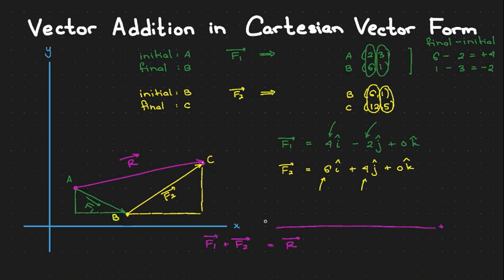Well, how do I find the Cartesian vector form of the resultant vector? I add the i's up, which is equal to 10i hat, and I add the j's plus 2j hat, and I add the k's plus 0k hat. Well, let's check this. In order to get from point A to point C, I need to go 10 in the positive x and I need to go 2 in the positive y. Perfect.